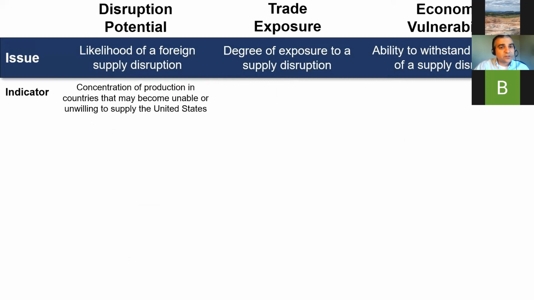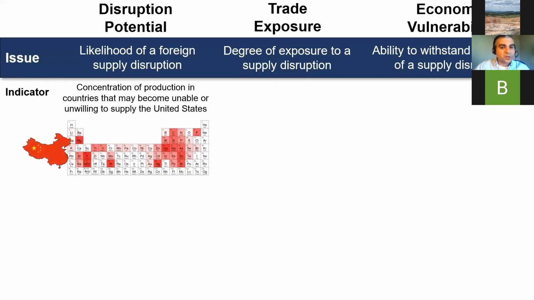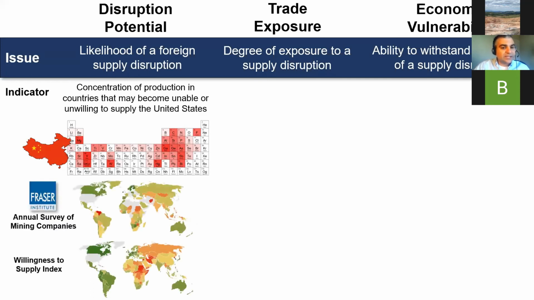For the first component, we said, okay, if the production is concentrated in countries that may become unable or unwilling to supply to the United States, then the likelihood of the supply disruption is higher. So we looked at, again, production concentration. Are there a lot of producers, or is it really dominated by one country? And then we weighted that by whether or not those countries we felt were willing and able to continue to supply to the United States.